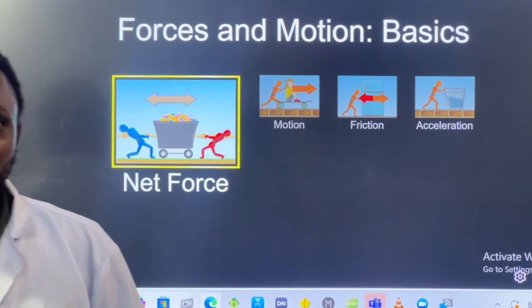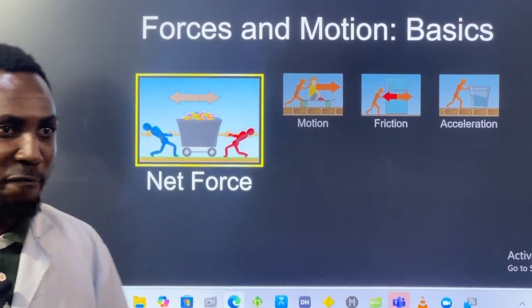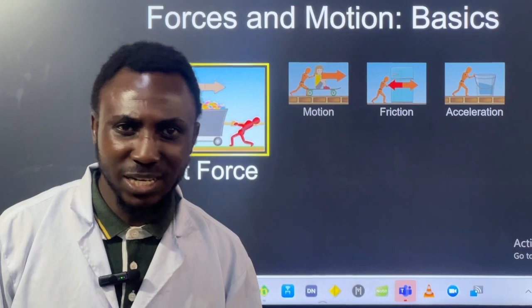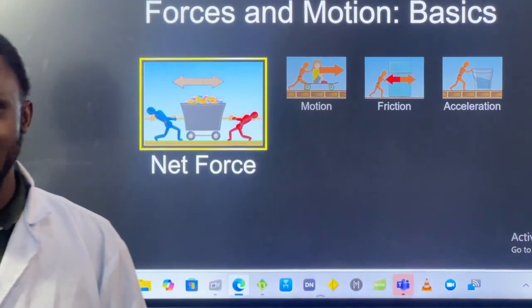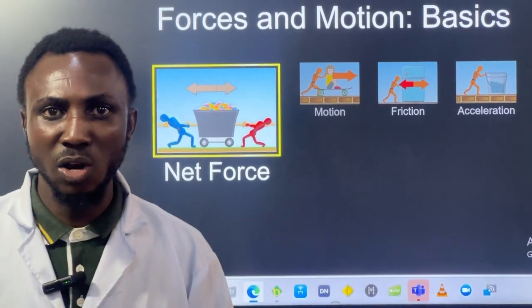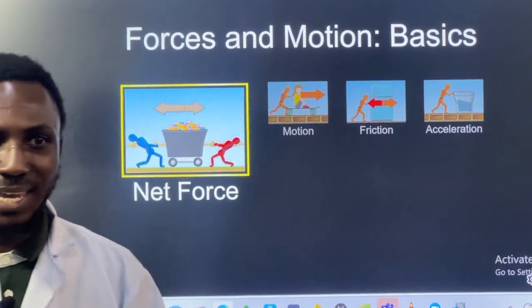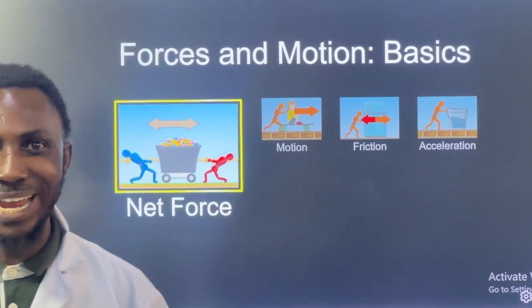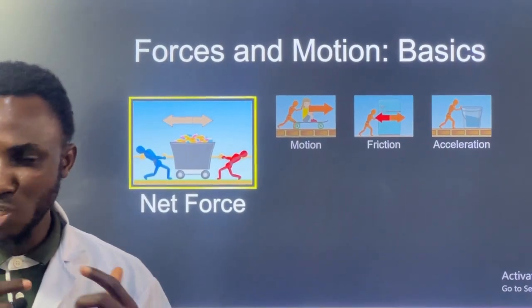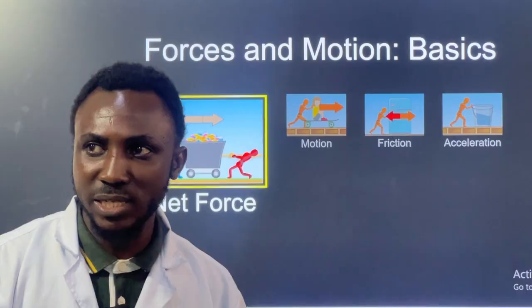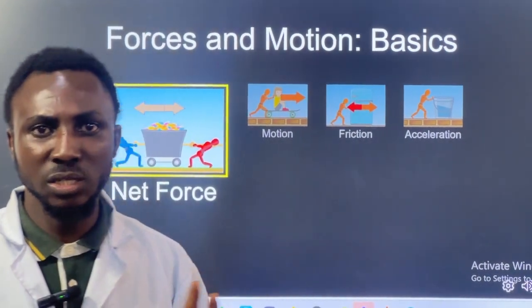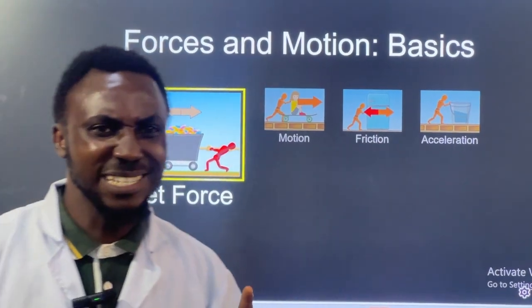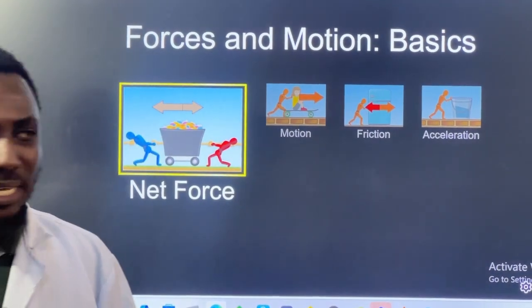But what causes motion? Force is what causes motion. How do we define force? Force is an influence or an agent which changes the state of rest of a body, or causes a body moving in uniform motion to stop or change the direction of motion of a moving object.